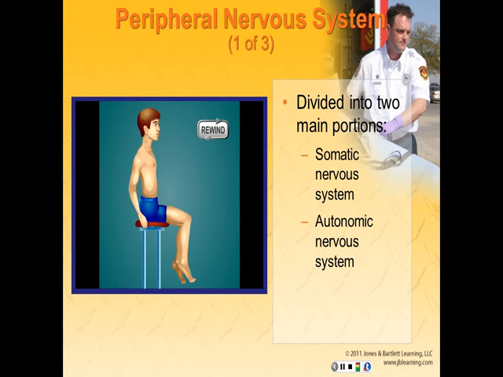The peripheral nervous system, as I said, is divided into two main portions. Somatic, which is voluntary, which transmits signals from the brain to voluntary muscles. It allows for activities such as walking, talking, and writing.